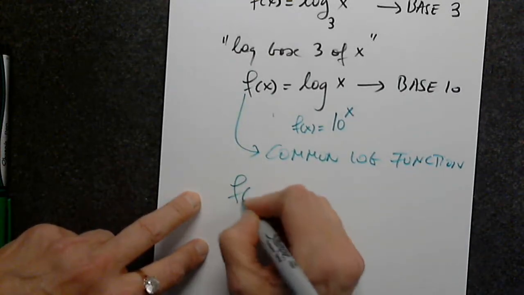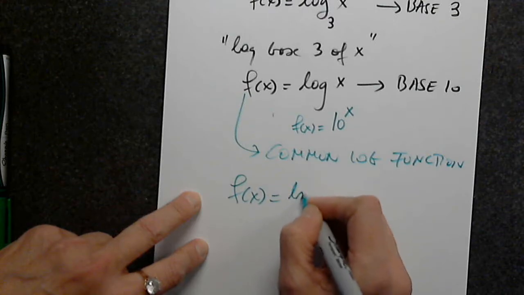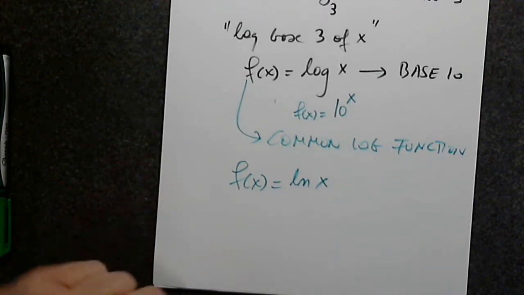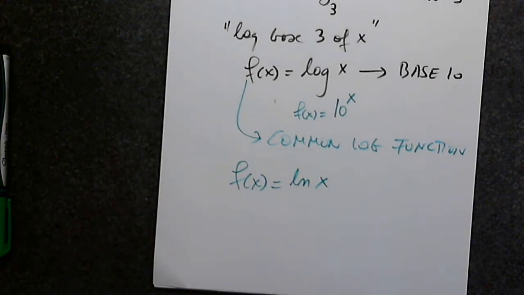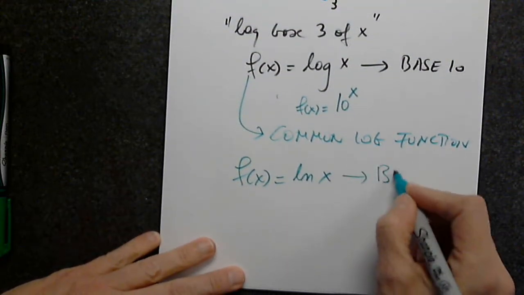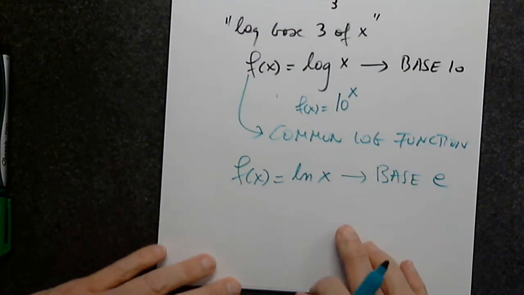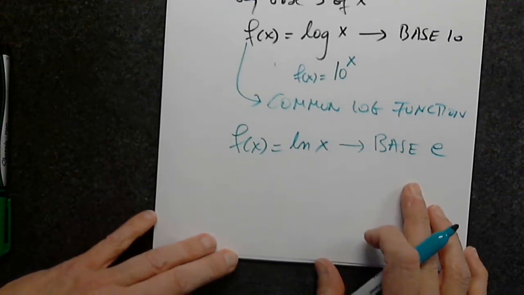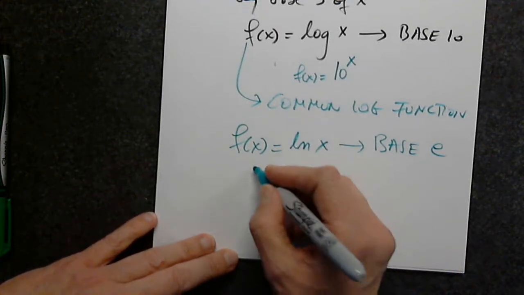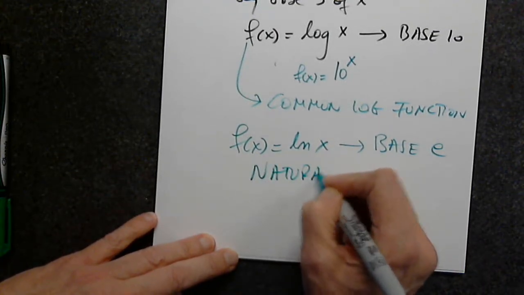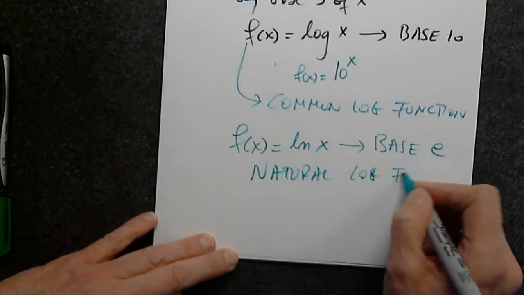Here's another example. f of x equals ln x. And you can say, what is this, right? So what would be the base here? I don't see any base. But it's not log, so it cannot be base 10. What do you think the base will be? Exactly. What do you think the name of this function will be? Natural log function.